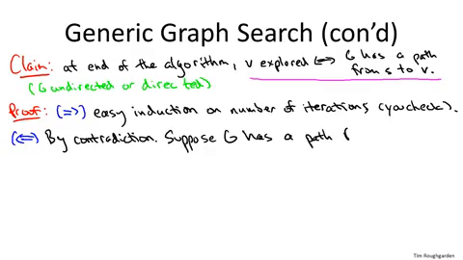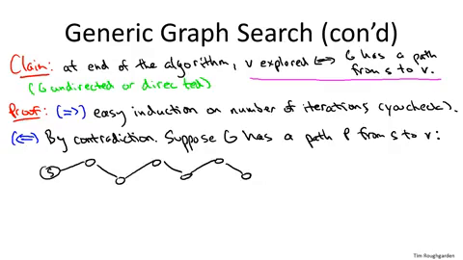So suppose G does have a path from S to some vertex V, call the path P. I'm going to draw the picture for an undirected graph, but the situation would be the same in the directed case.